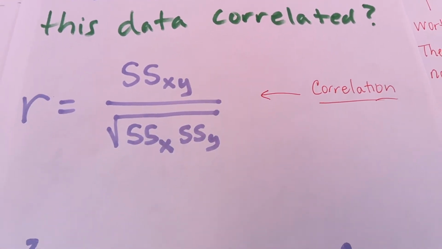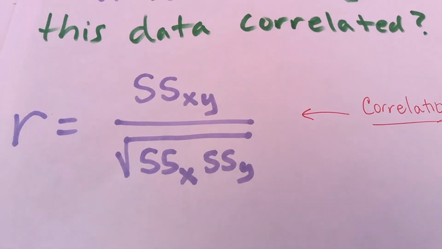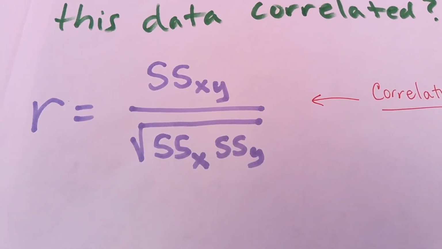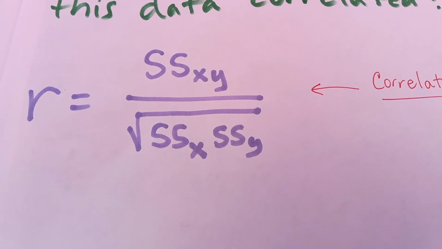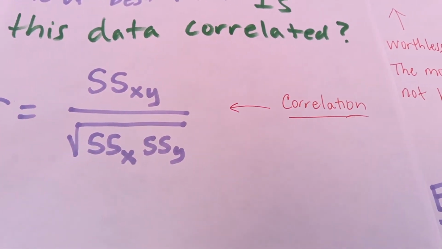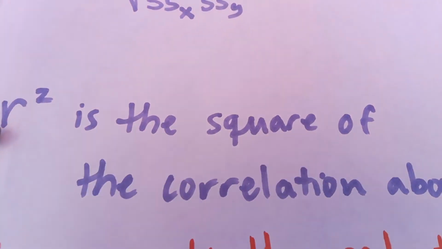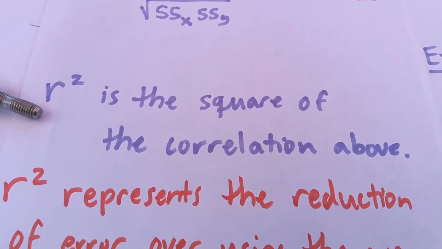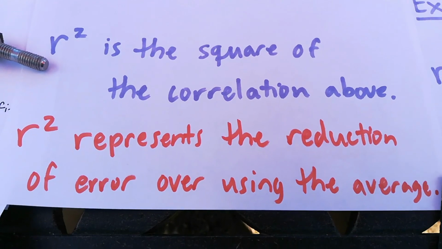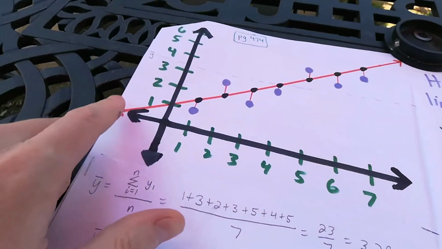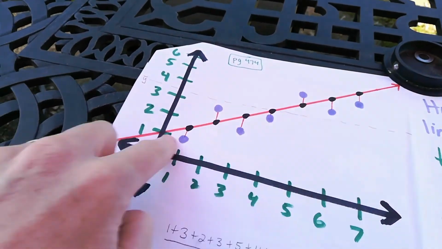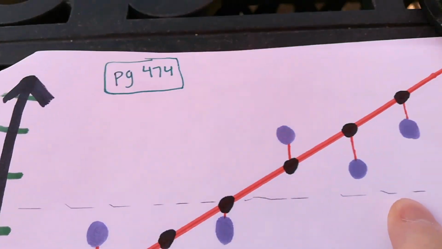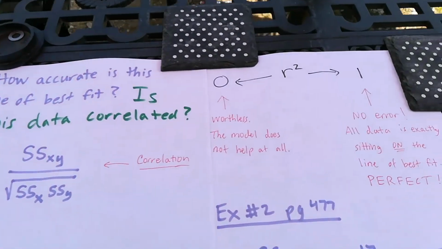So the correlation formula is to take your SSXY and divide it by the square root of SSX times SSY. When you do that, you're going to get your correlation. And if you square that number, R squared, take R and you square it, right? If you square that correlation, that represents the reduction of error over using the average. So how much better is this line of best fit comparatively to that pencil average of that 3.29, right? That's the question. So let's look at it.